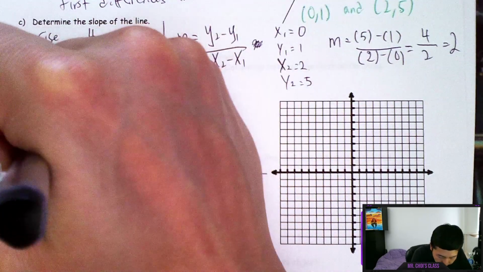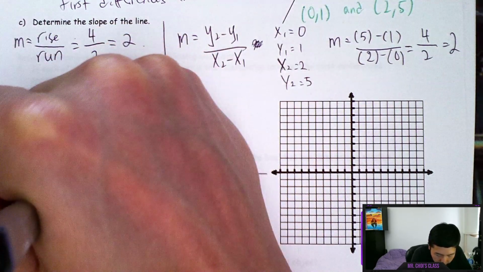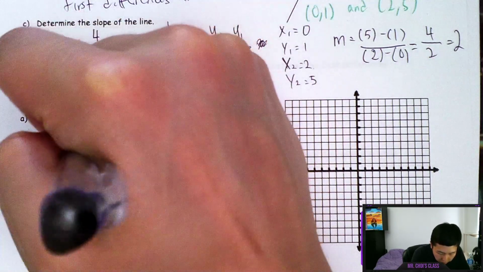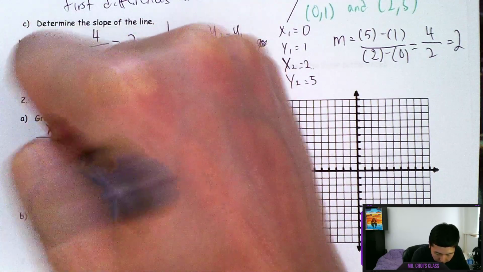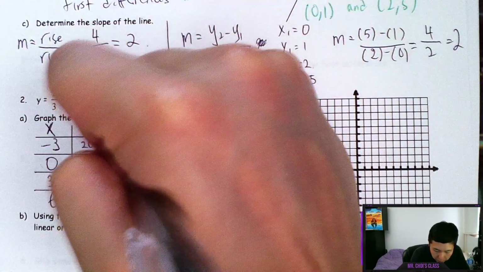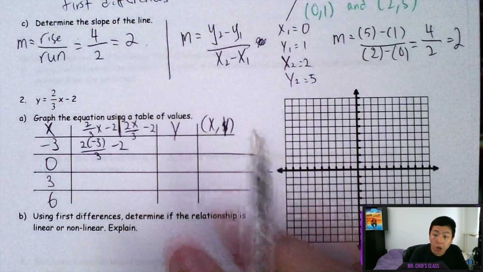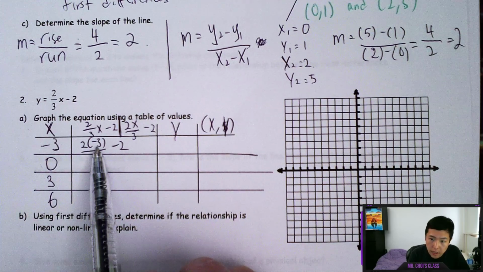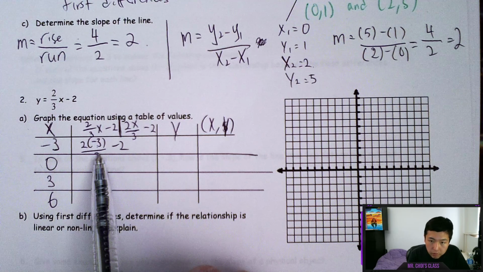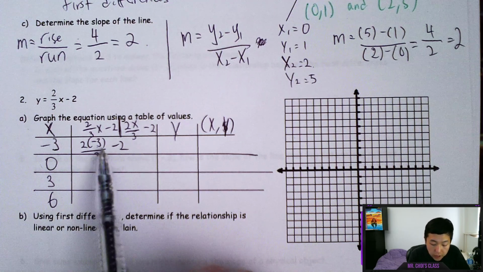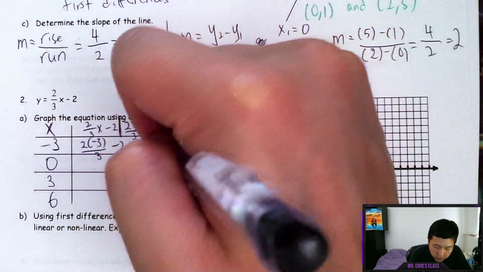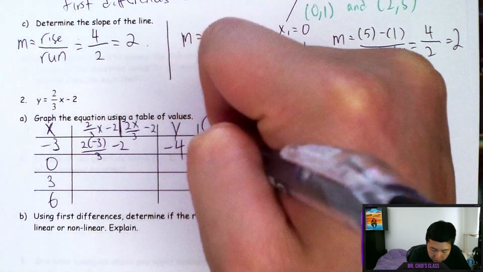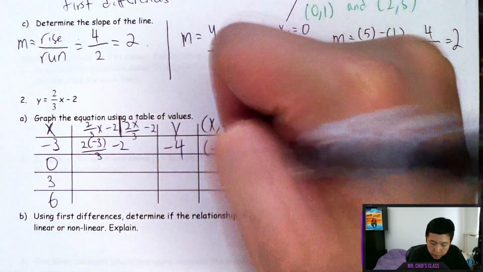So here, I'm going to pick negative 3, 0, 3, 6. I'm going to do the first row for you as guidance. So 2 times negative 3 divided by 3, minus 2. When we solve this out, 2 times negative 3 is negative 6. Divided by 3 is negative 2, sorry. And then minus 2 is negative 4. And so my final point would be negative 3, negative 4.